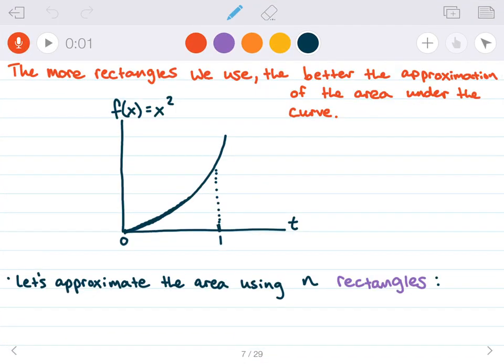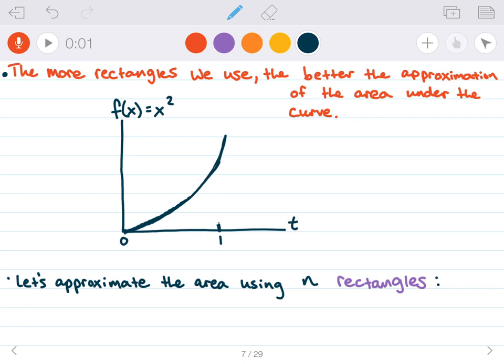I just said that the more rectangles we use, the better the approximation of the area under the curve. So let's say that we were approximating the area using n rectangles instead of 3 or 5. Let's just say we have an arbitrary n, and let's say that n is going to infinity, because that's kind of what we want. We want infinitely many skinny rectangles. That would be ideal, right?